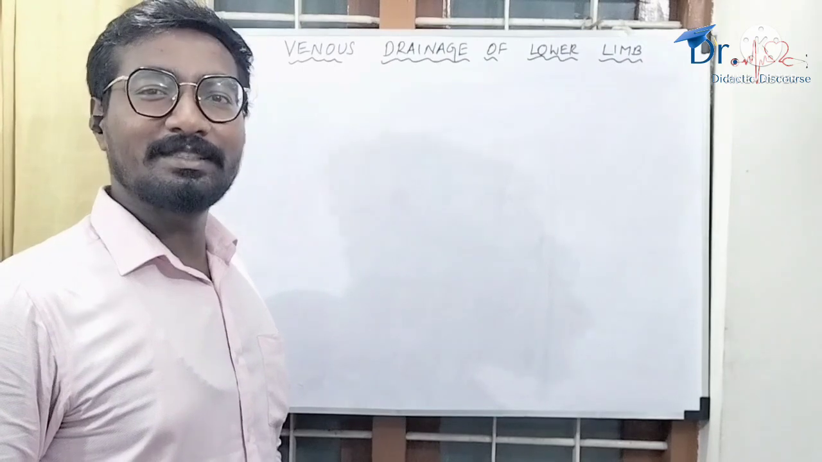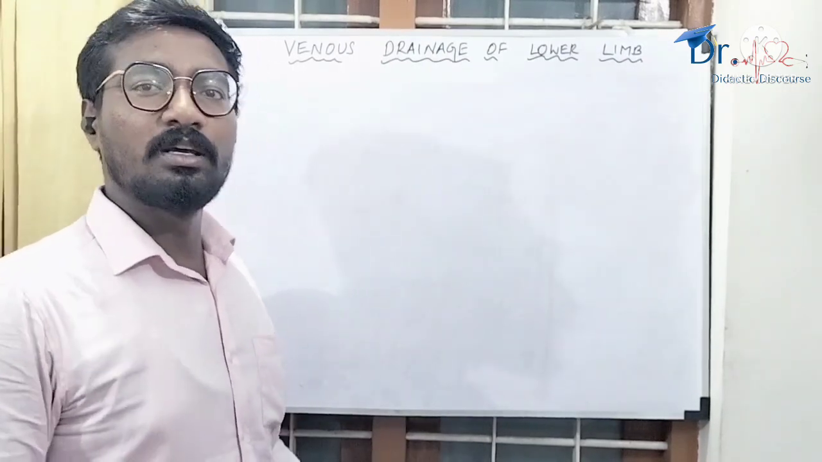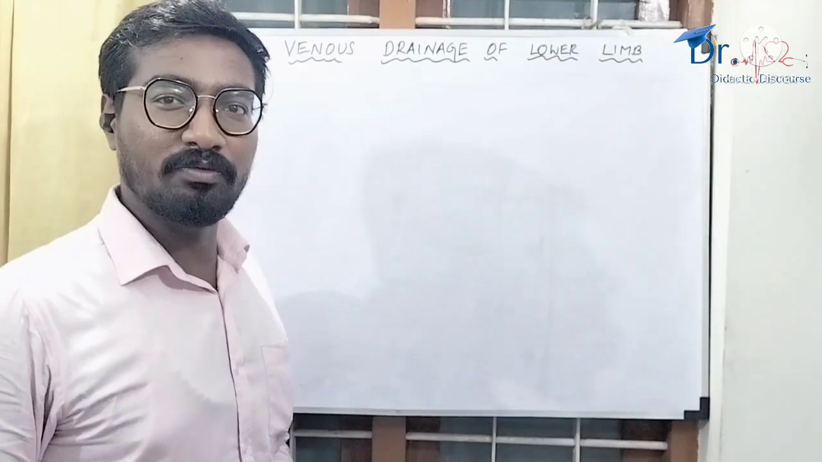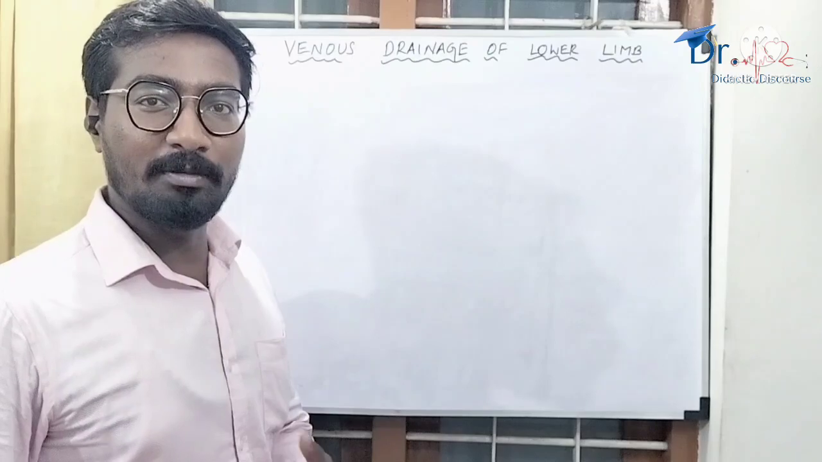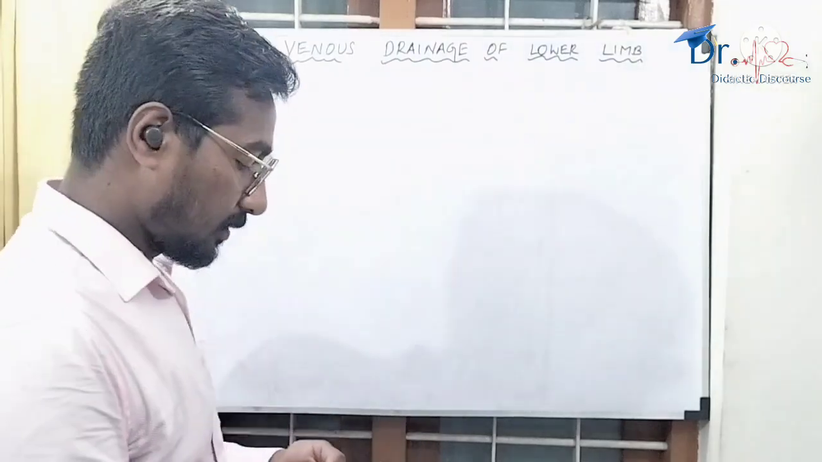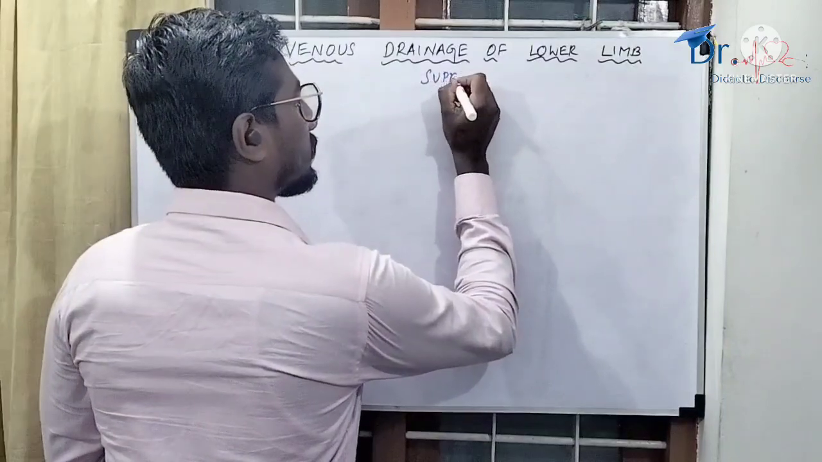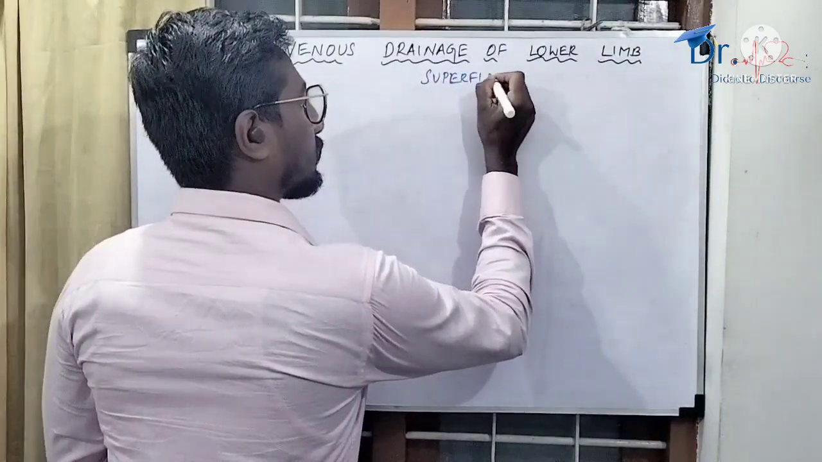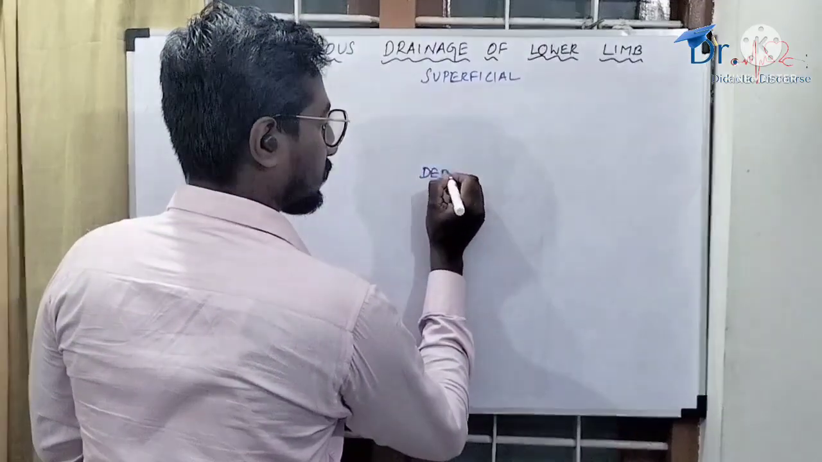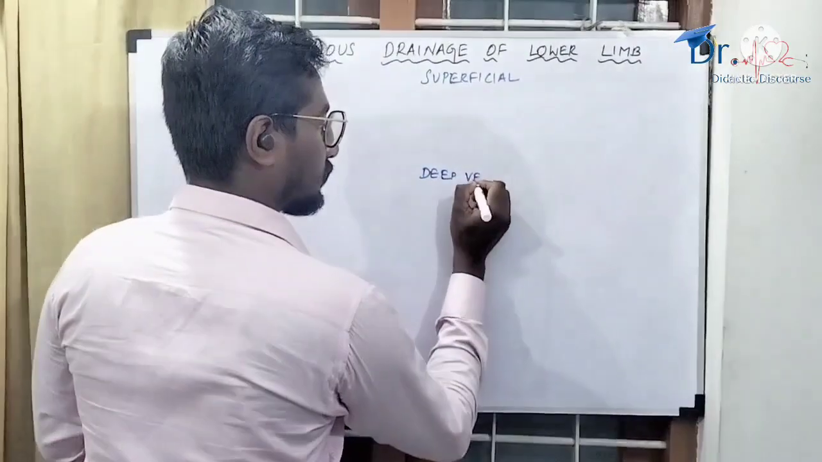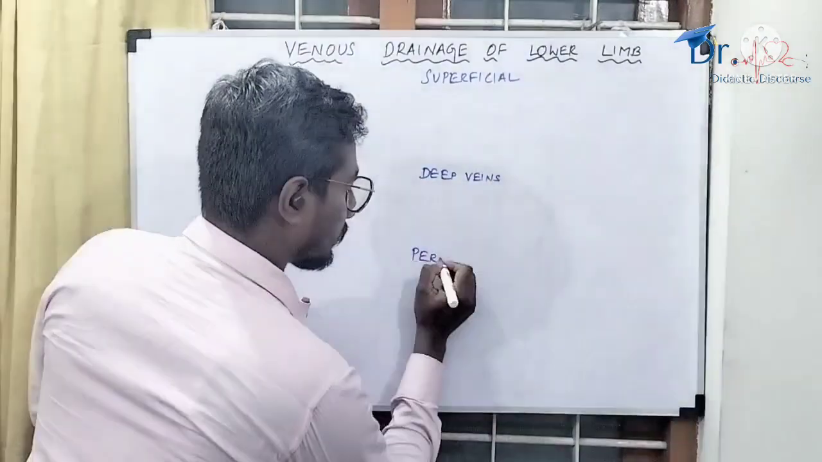Good day guys, we have been discussing the arterial supply of the lower limb in the earlier videos. Now we'll discuss the venous drainage of the lower limb. There are three types of veins that drain the blood from the lower limb. They are the superficial veins, the deep veins, and the perforating veins.